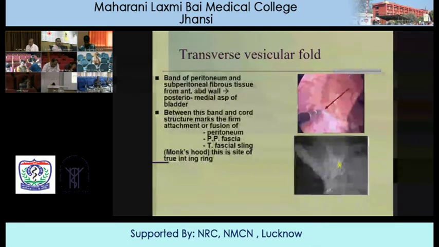Why? Because this band and cord structure are the firm element of fusion. What is fusing? The peritoneum. What is this fusing? The preperitoneal fascia. We just talked about that. And what is it? Transverse fascial sling. I told you what the sling is. So if they adhere to this particular area, it is the true site of the DIR. Right? So this marks the true site, and that's why the sling is also known as the monk's foot. I forgot to tell you that at that point in time. So see in this picture, this is the true area. Okay? So that gives you an idea where the DIR is, the transverse vesicular fold.